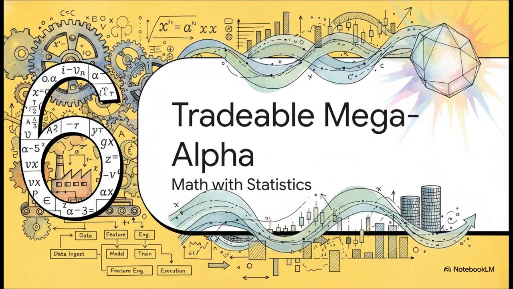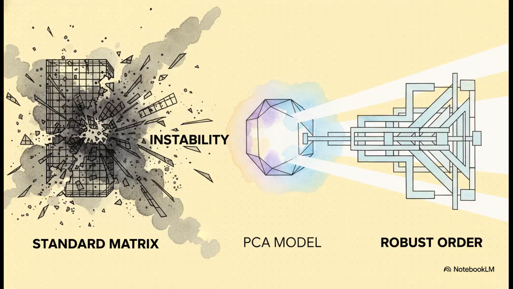Finally, Section 6, generating tradable mega alpha, reinforcing the math with statistics. So, what happens when you try to combine hundreds of signals using a basic standard sample matrix? Well, it breaks. It completely fails. Why? Because when your observation timeframe, which we call T, gets too close to your number of assets, which we call N, the matrix becomes violently unstable out of sample. It just generates massive errors.